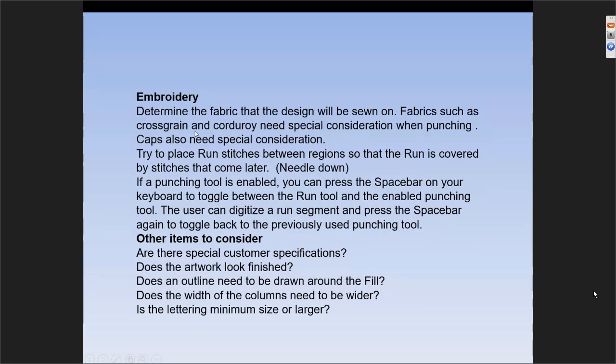You're also going to need to know what fabric something's going to go on. Is this going on a knit? Is this going on a cap? You're going to have to know even something like a cross grain. If you're doing a cross grain sweatshirt, normal grain lines go up and down, but when a cross grain sweatshirt is used, the grain lines go left to right.